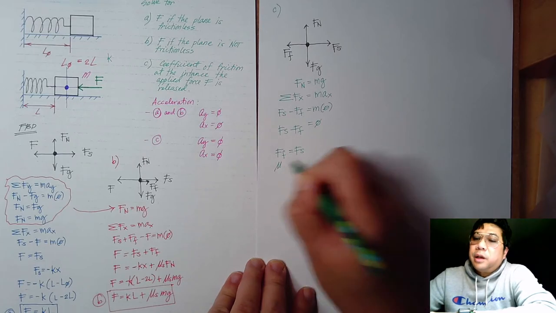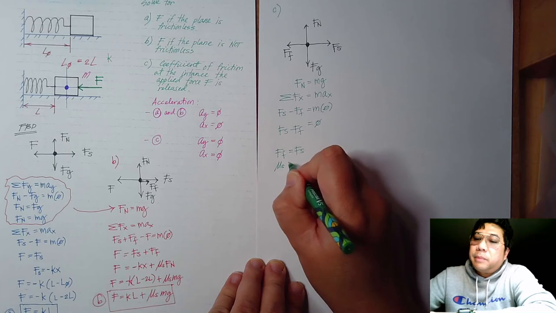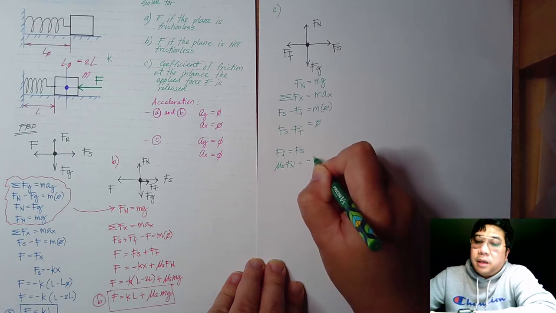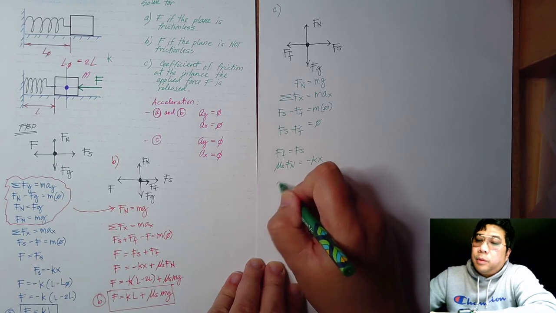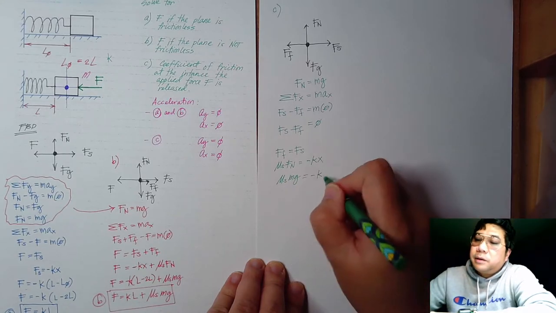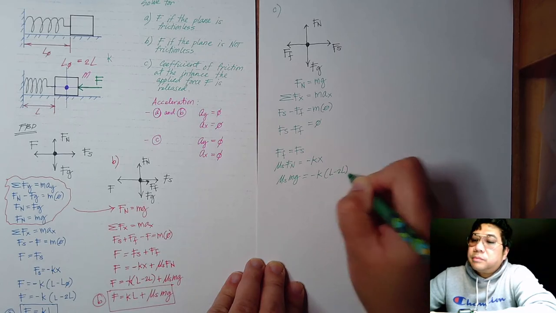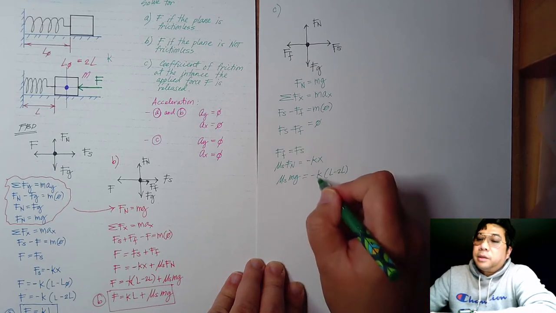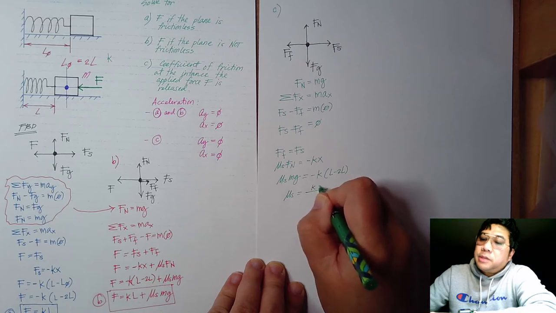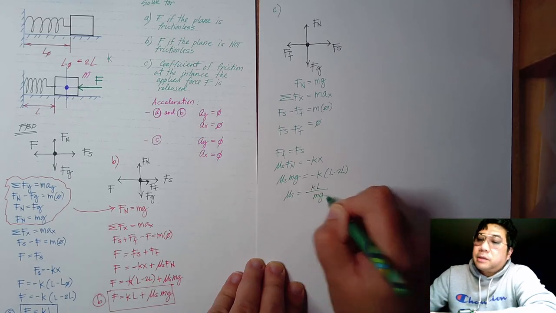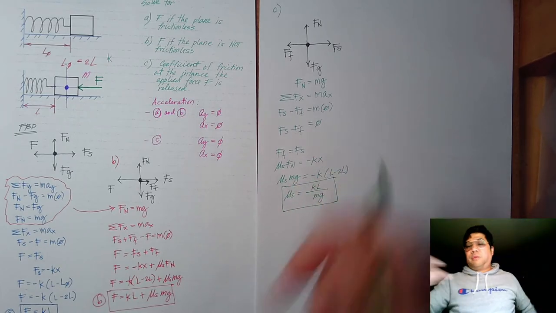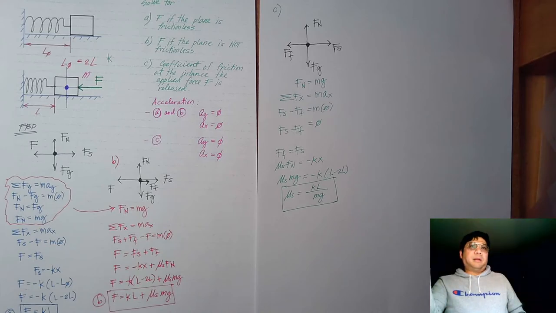So force of friction is simply our coefficient of static friction multiplied by the normal force, and that equals your spring force. And spring force is negative k times x. Now, we all know that normal force is m and g, and then our x is simply L minus 2L, and then the negative cancels out, so we have our mu, which is k times L divided by the mass and acceleration due to gravity, or the gravitational field strength. So this will be our solution for letter C.